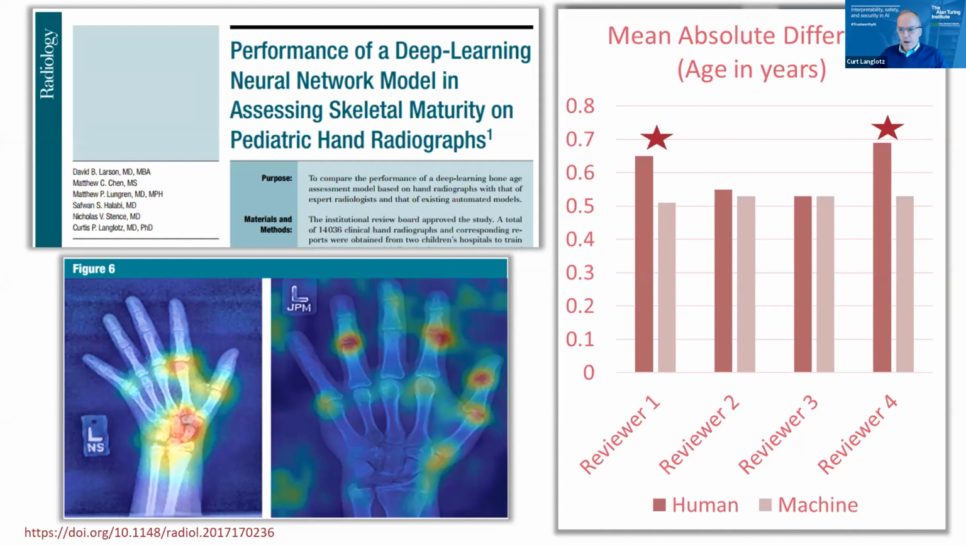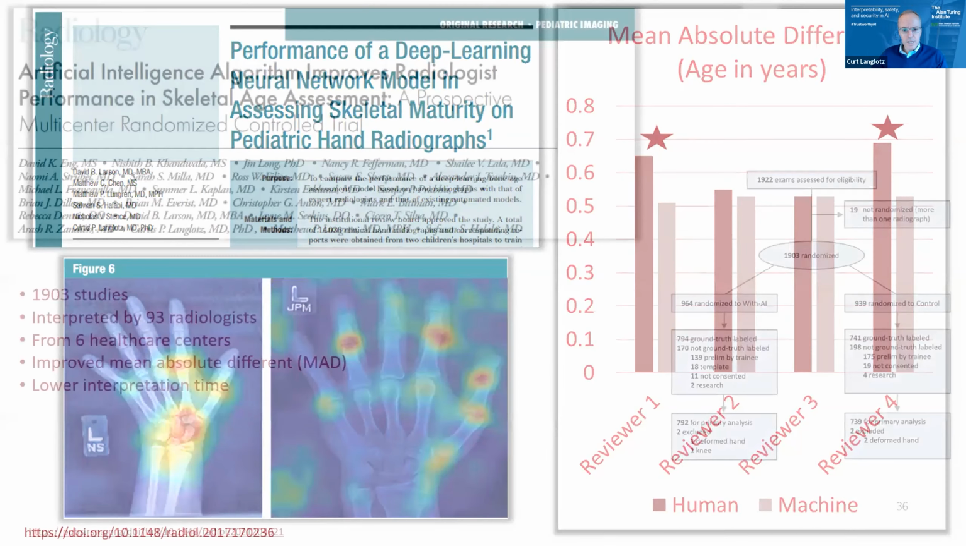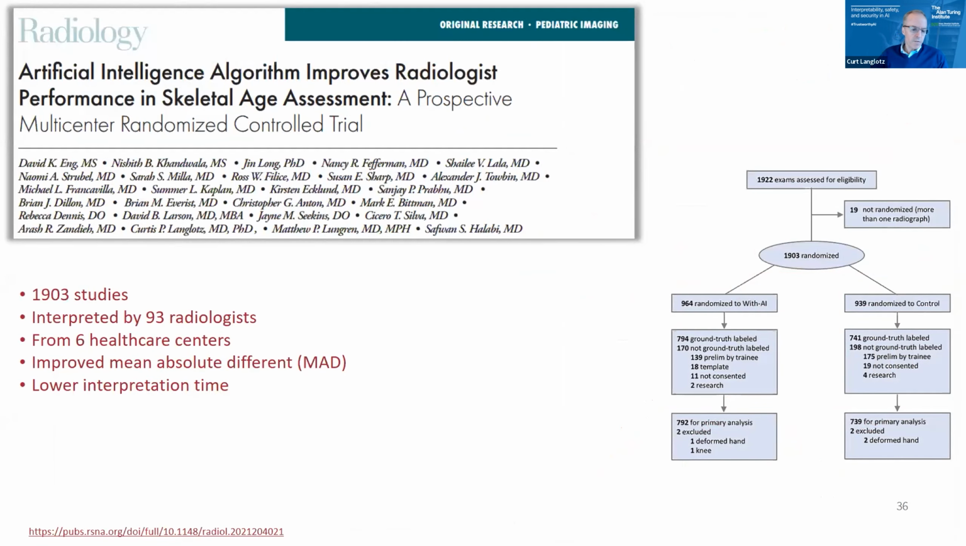Now, we actually went on to study this, that was using data from just 2 institutions. We wanted to study this in a prospective clinical trial, which is the way that I think many of these methods do need to be assessed. There were over 1,900 studies in this trial, interpreted by 93 radiologists from 3 healthcare centers.